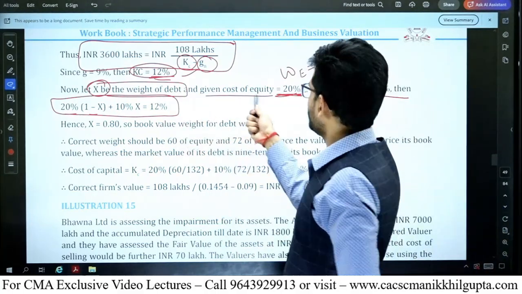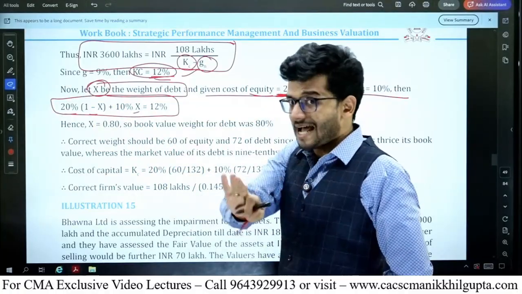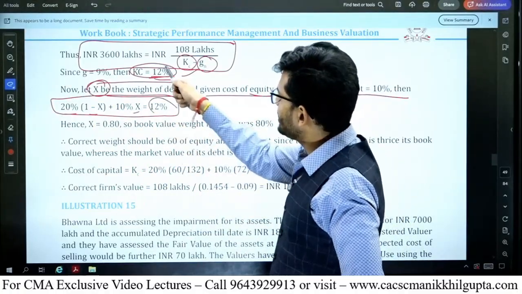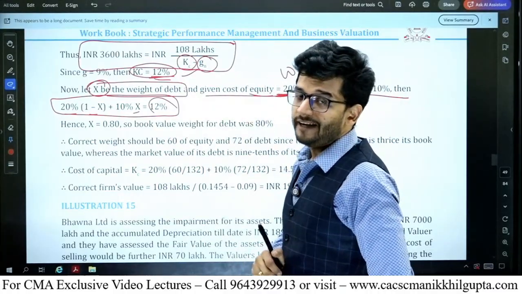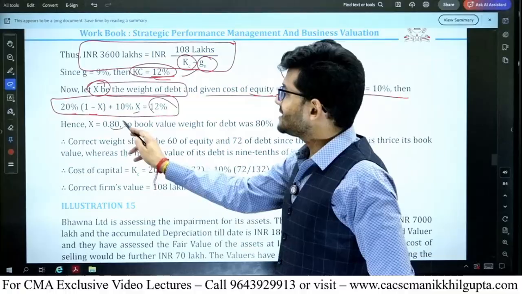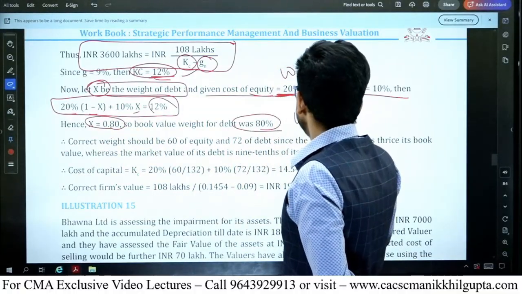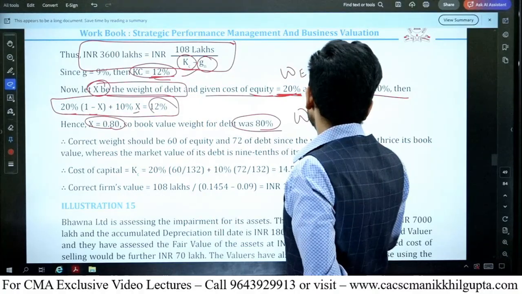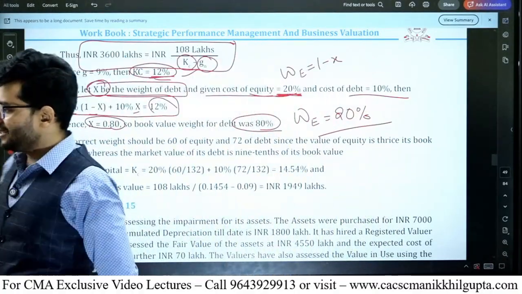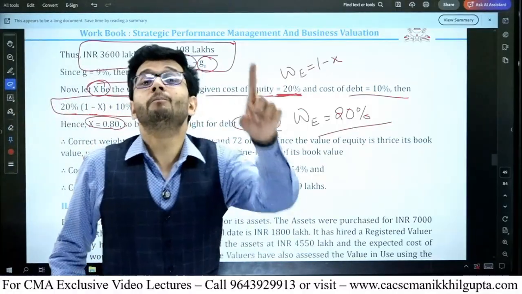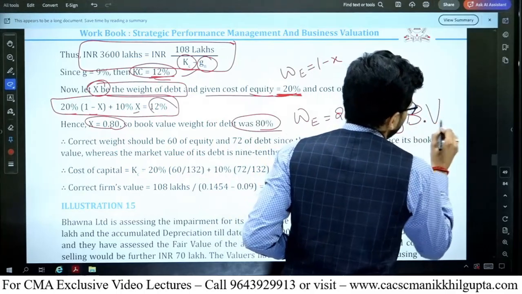So 1 minus X multiplied by 20%, which is cost of equity, and X multiplied by 10%, which is cost of debt post-tax, is equal to 12%. 12% is the cost of capital, right? So we get the weight of debt. Weight of debt is 80%, and weight of equity is 20% based on the book value. Please note, this is based on the book value.